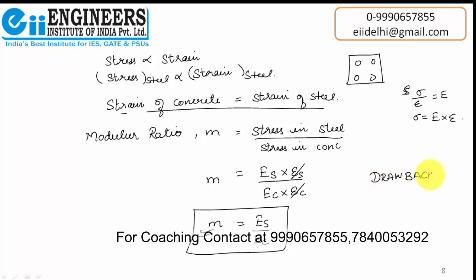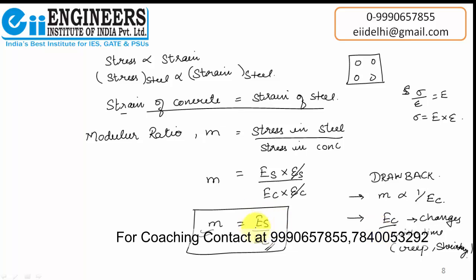It gives a second drawback, which we can see from here: this M is directly proportional to, it depends on, the Young's modulus of concrete, and Young's modulus of concrete changes with time. It changes with time due to creep and shrinkage. We all know that with age the concrete shrinks and there are creep effects in concrete, due to which the Young's modulus of concrete changes constantly with time.